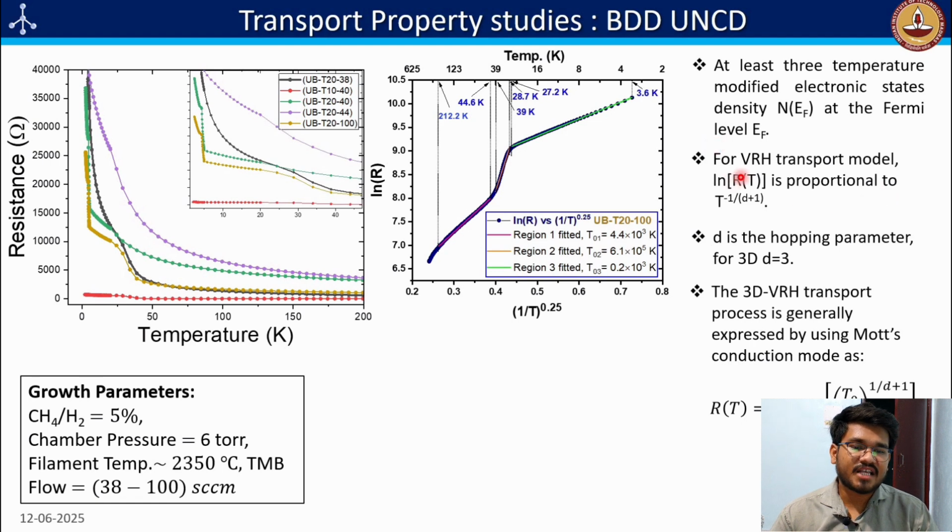So for the VRH transport model, log of R(T) will be linearly proportional to T to the power minus 1 by (d plus 1), with d equal to 3 for 3D, because in 3 dimensions the electron will hop. We use the hopping parameter d equal to 3. So this is not a complex thing. This is just an exponential dependence of resistance with the temperature. Okay.